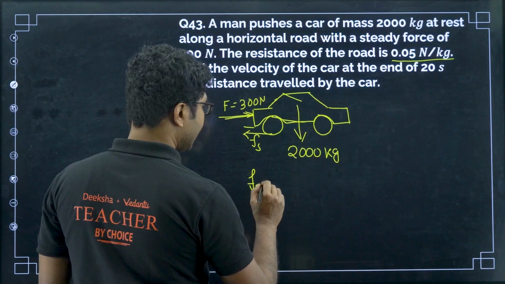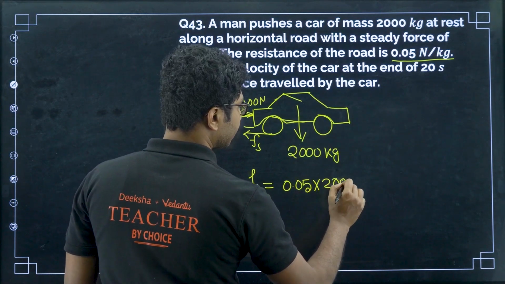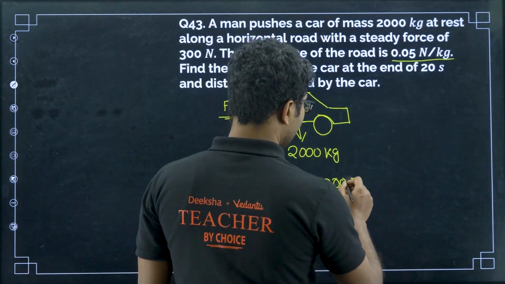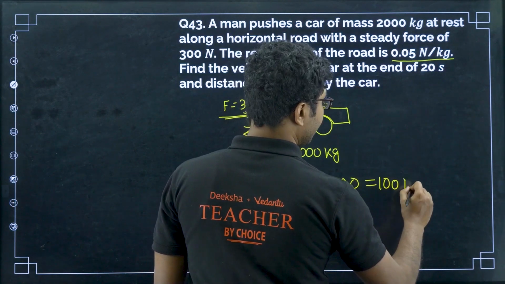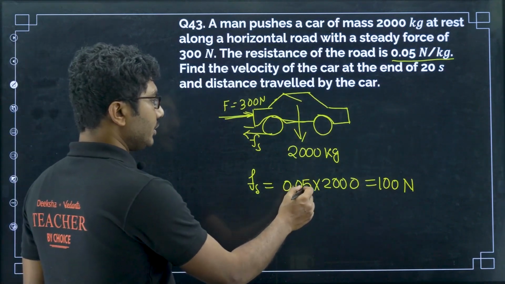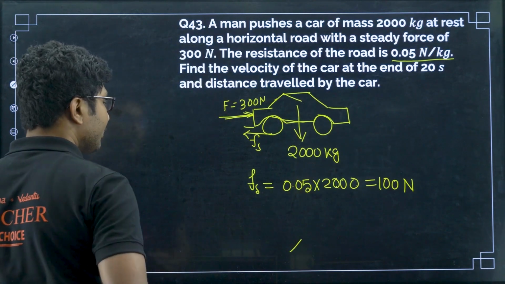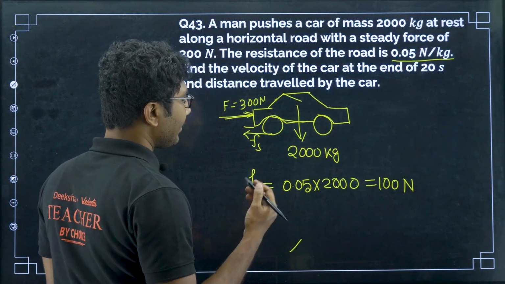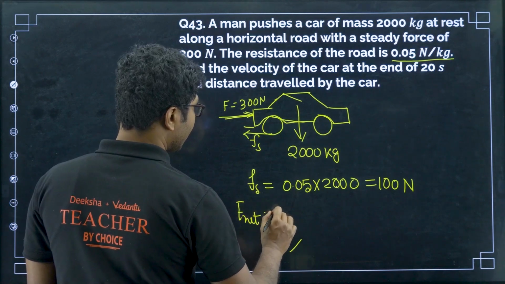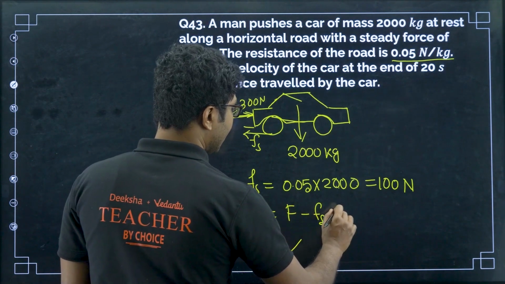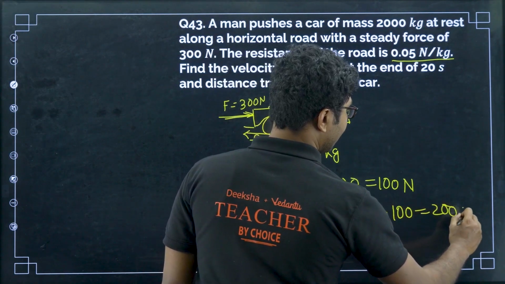Force of friction is basically 0.05 into 2000. So that will be equal to 20 into 5, that is 100 Newton. You can cancel 2 zeros with these 2 zeros, and then 20 into 5. Try not to use calculator as much as possible if you want to attempt any competitive examination in future. So what is the net force? The net force is F minus Fs, that is 300 minus 100, that is 200 Newton.